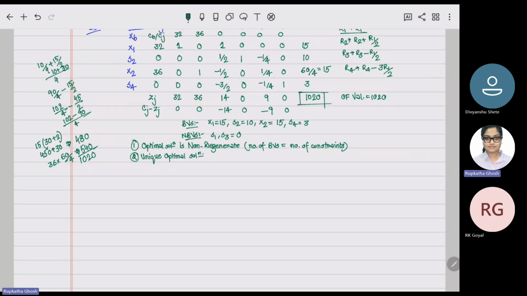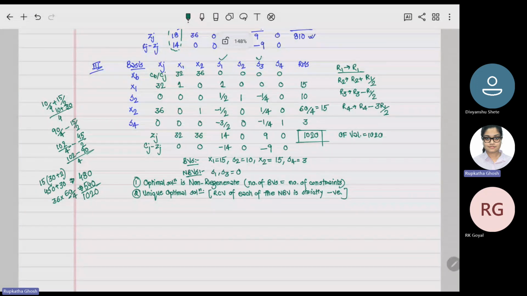Always remember, when do you have a unique optimal solution for simplex? If the reduced cost value of each of the non-basic variables is strictly positive or negative depending on the nature of your objective. So here it is a maximization problem. S1 and S3 are my non-basic variables. My reduced cost value is strictly negative. So it is a unique optimal solution. Had it been 0 also, let's say it is 0 and this is minus 14, still it would have been a unique optimal solution. But had both been 0, then you would have multiple optimal solutions.